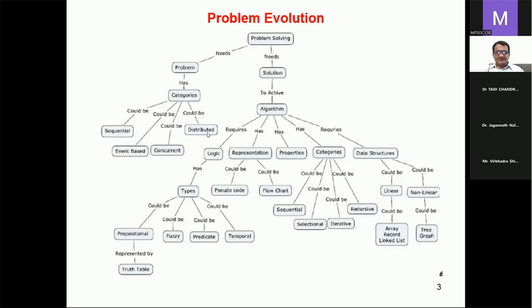Yes, or none of these. So it will go beyond it. Event-based, not really, it will not be event-based. Anybody? Please answer fast. So it will go beyond concurrent programming, right? And that is what I would like to address first.